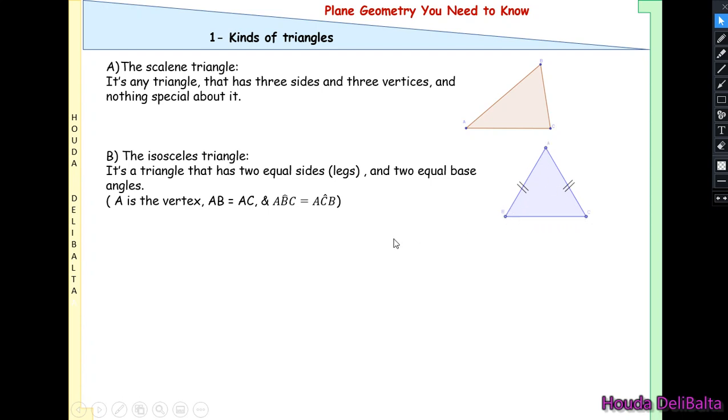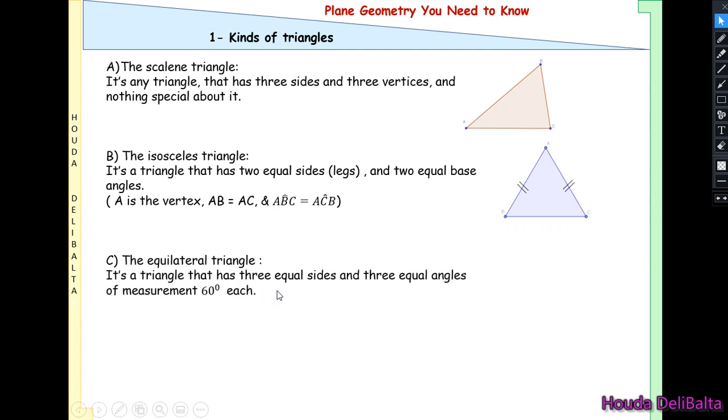Also, there's the equilateral triangle that has 3 equal sides and 3 equal angles as well, of measurement 60 degrees for each one. Where does the 60 degrees come from? Let's see. ABC is an equilateral triangle, and as you know, the sum of angles in a triangle is 180. So definitely, because the 3 angles are equal, each one of them is equal to 180 divided by 3, and here is where 60 comes from, by dividing 180 by 3.